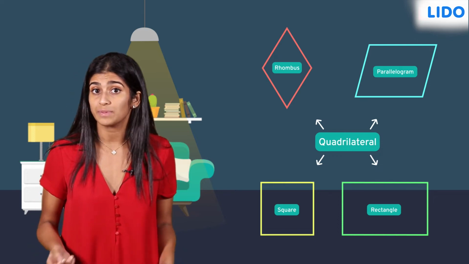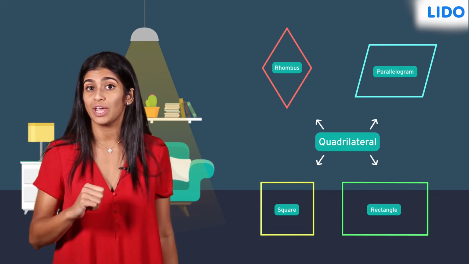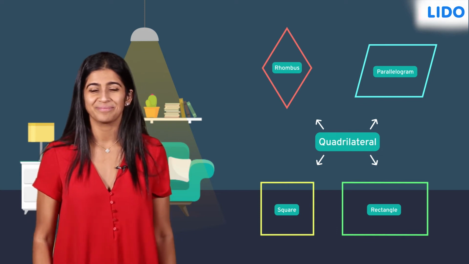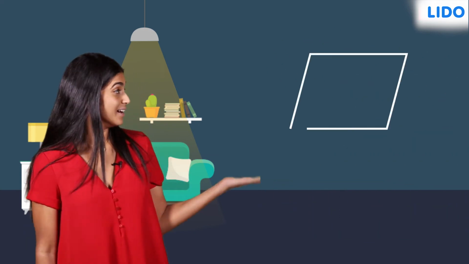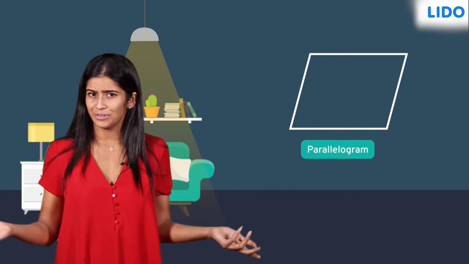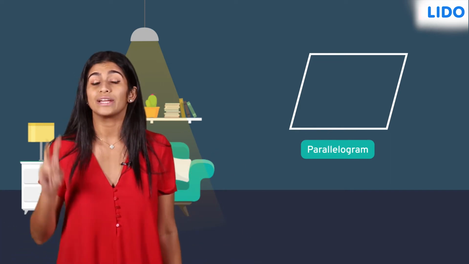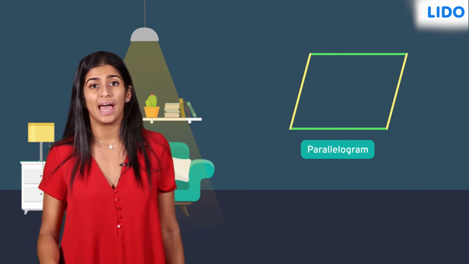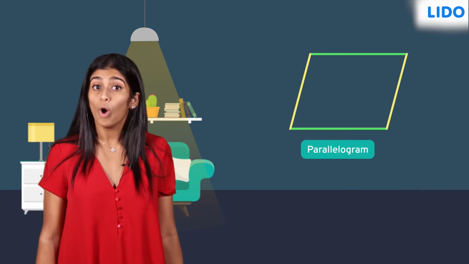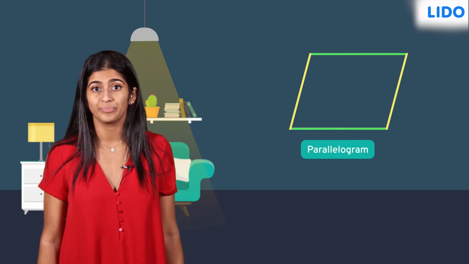Knowing the properties of shapes can help us identify the shape and find unknown information. Let's see how. Here's a parallelogram. How can you tell? Because it is a quadrilateral formed by 2 sets of parallel lines. Let's explore more properties of a parallelogram.